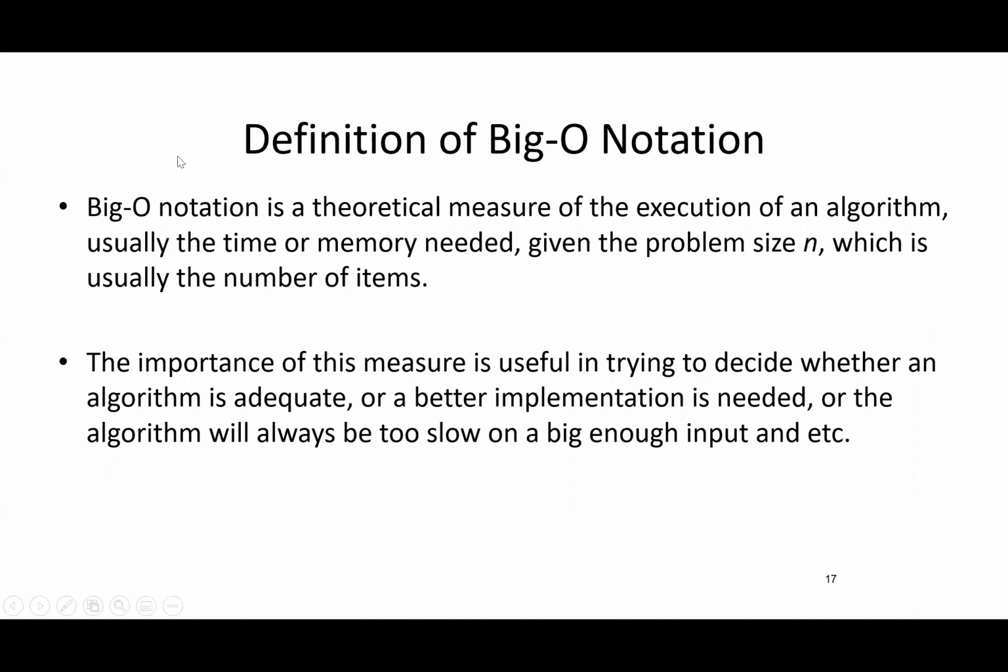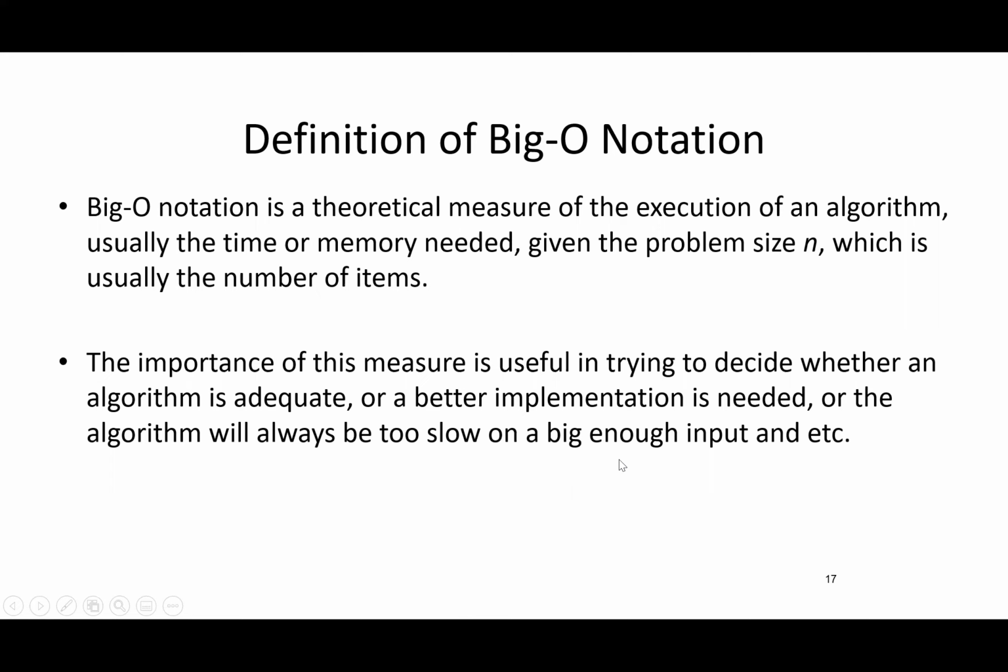Okay, so this big O notation is just a theoretical measure of the execution of your algorithm. Usually in terms of the time needed, given your problem size n, which is the number of items. Okay, and the importance of this measure is it is useful when you try to decide whether your algorithm is adequate enough for your requirement, or you need a better implementation. Or you find that after the big O, your algorithm will be very slow when your input increases.